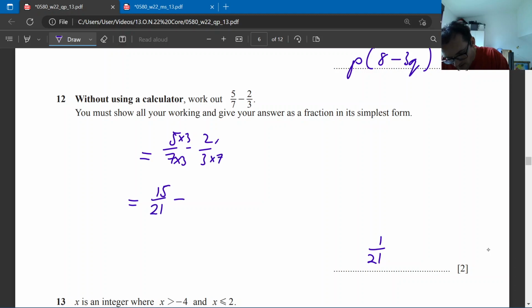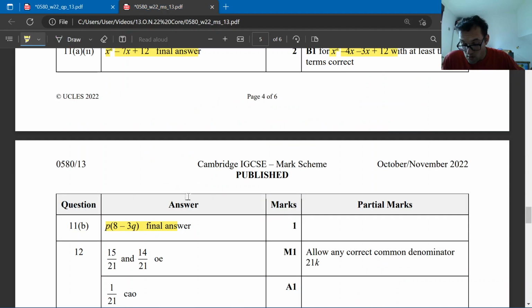Multiply this by 7, top and bottom, that gives you 14 over 21. Now that the denominators are the same, we can subtract 14. 15 minus 14 is 1, and the denominator stays the same. That shows all the working out.